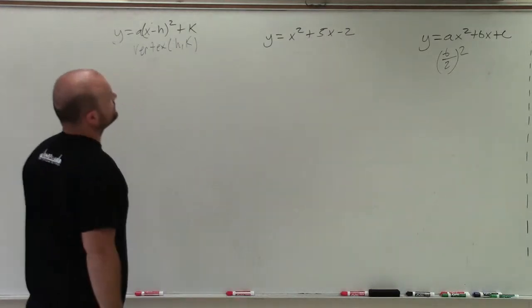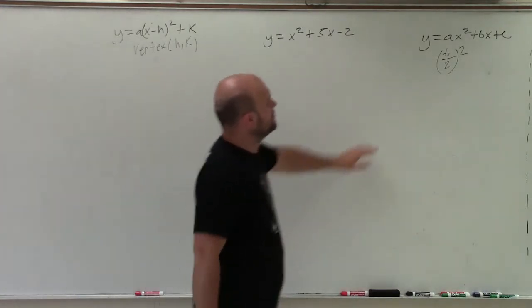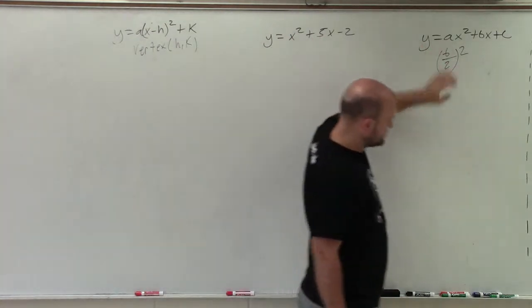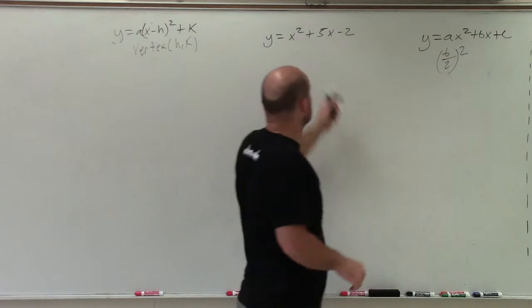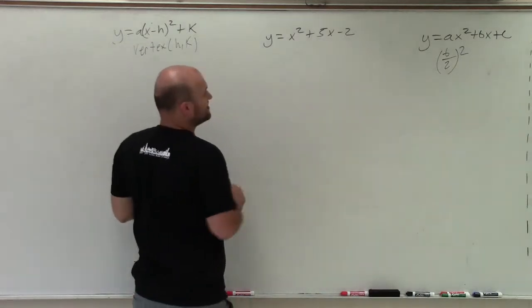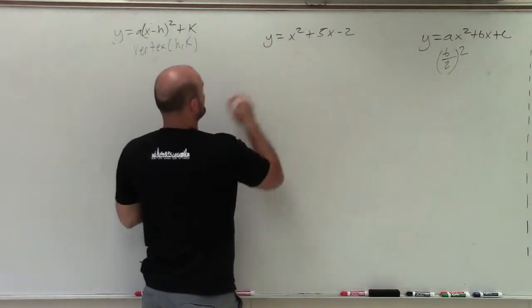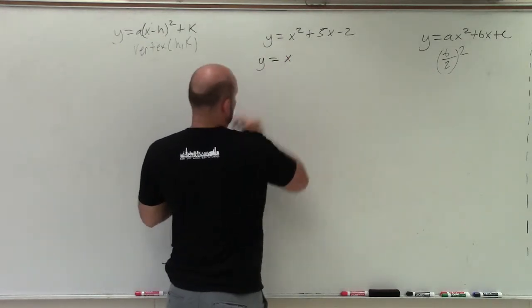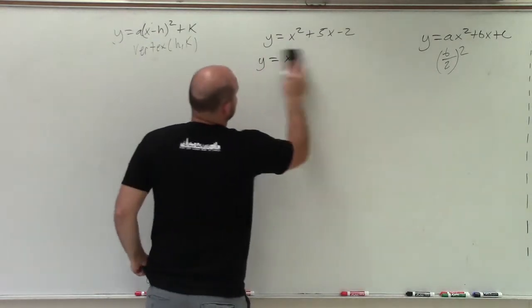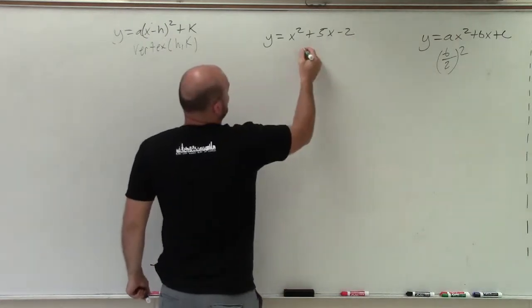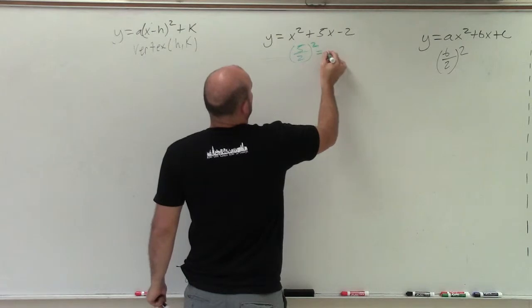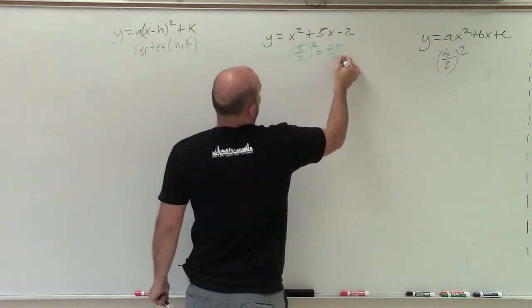To complete the square, the first thing we want to do is make sure a is 1, which in this case we can see a is 1. The next thing is to take b divided by 2 and square it. Here b is 5, so 5 divided by 2, squared, equals 25 over 4.